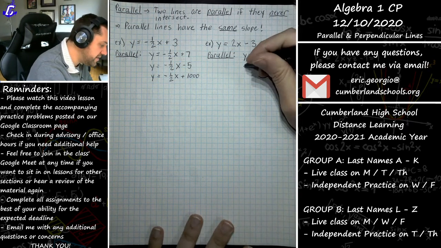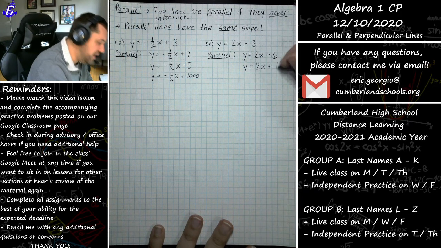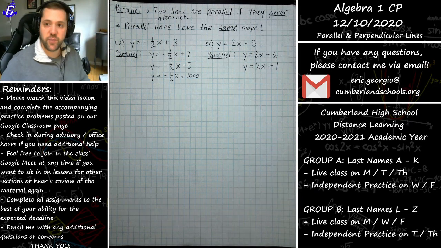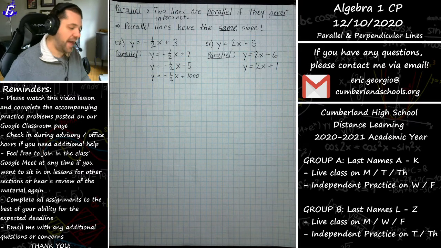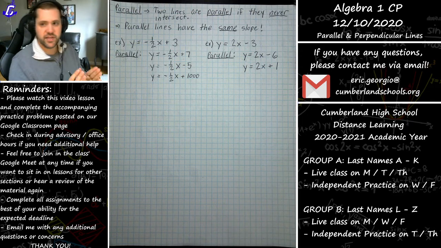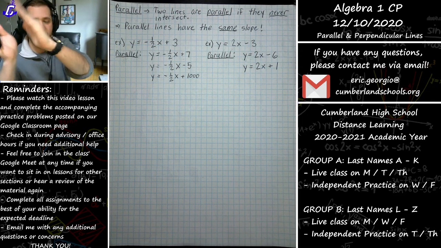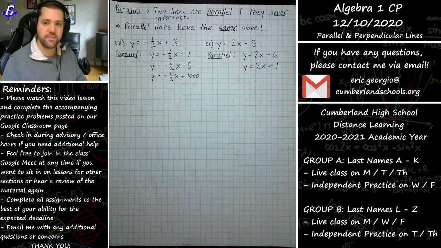Also, we could write instead, how about y equals 2x plus 1? That's parallel as well. It would have the same slope. It would be positioned above this one, but it would still be continuing in that same direction. They'd be continuing together forever and ever and ever, never to intersect.